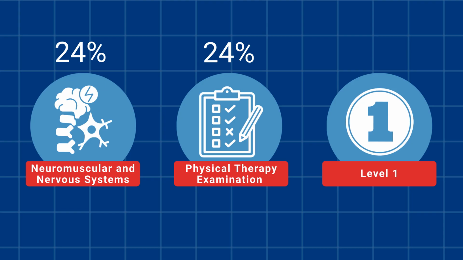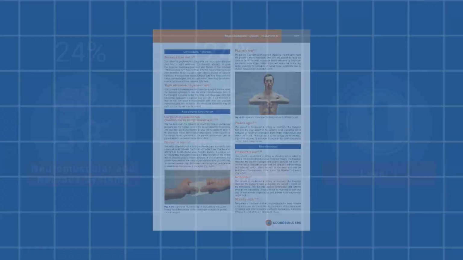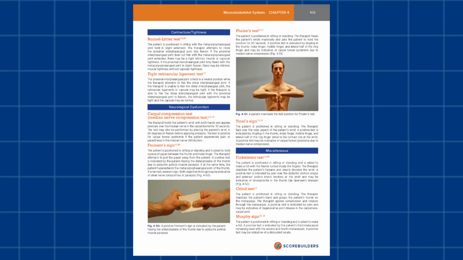Remediation of Level 1 questions occurs through academic review of entry-level content using textbooks, review books, Basecamp, and flashcards. Looking to review related academic content? Check out page 109 in PT Exam, the complete study guide.